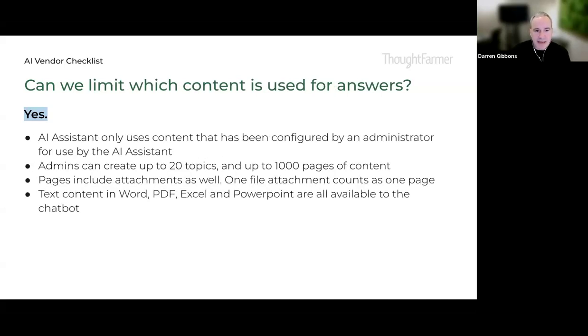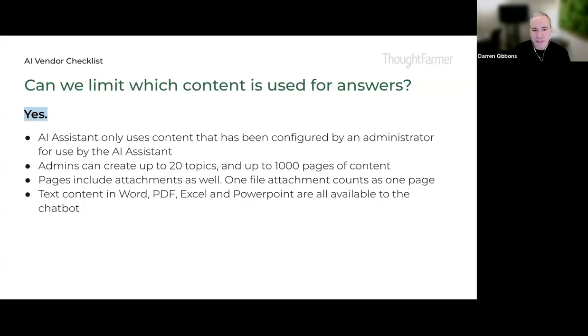Next up here, can we limit which content is used for answers? So I know that one of the things we saw again in our early customer beta was that people were like, some of our content on our intranet is, we know we need to clean up some of this content. It's maybe not as fresh, or other information that's maybe not relevant for the chatbot, for the AI assistant. And so that's something where, can we hide that from the assistant so it doesn't answer questions based on that content? And the answer is yes.